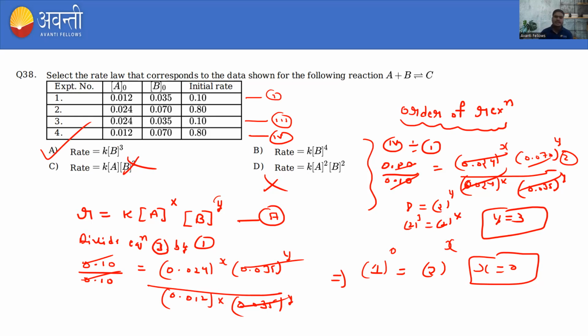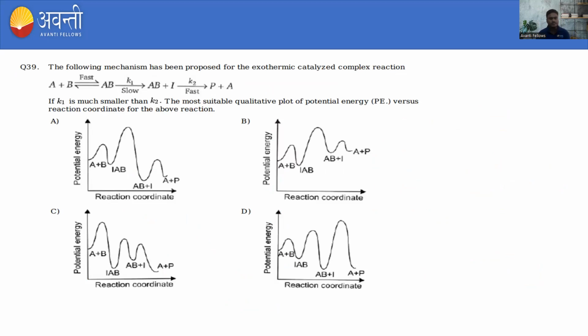Okay, so this is how we solved it. Now, move to the next question. That is, the following mechanism has been proposed for the exothermic catalyzed complex reaction. A plus B, the step is fast, we'll get AB. Now, AB, in presence of K1, that is a slow reaction, forms AB plus I, and K2 forms P plus A. So if K1 is much smaller than K2, the most suitable qualitative plot of potential energy versus reaction coordinate is which of the following.